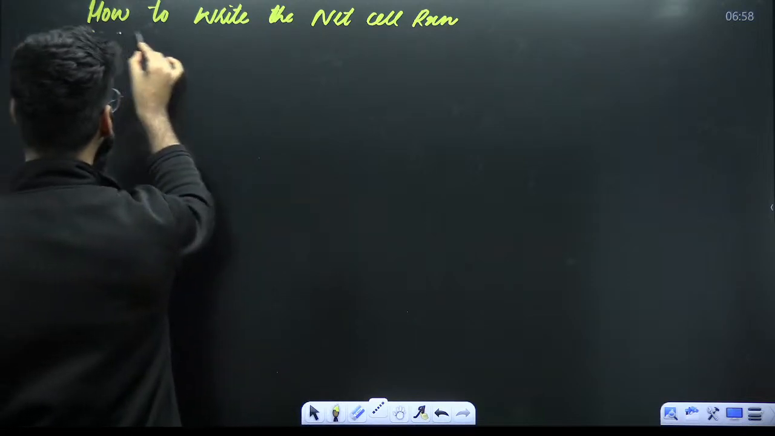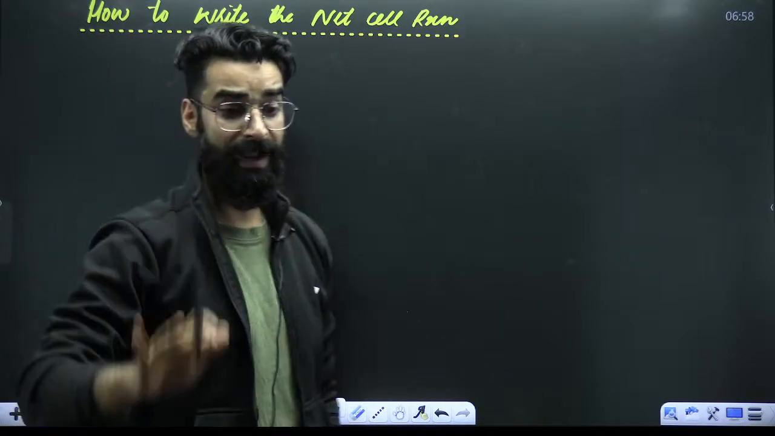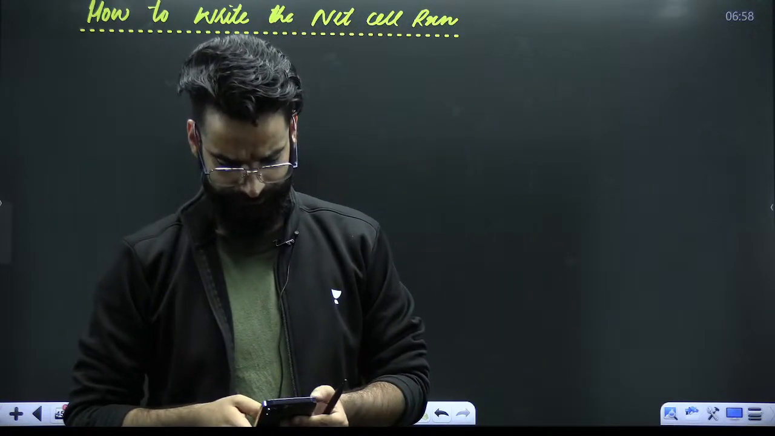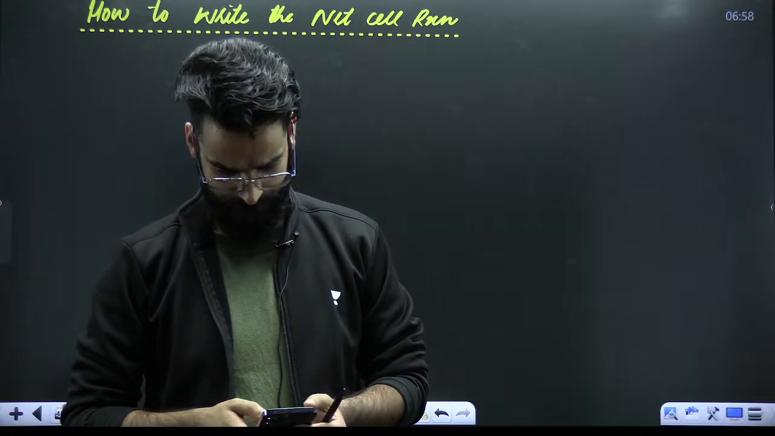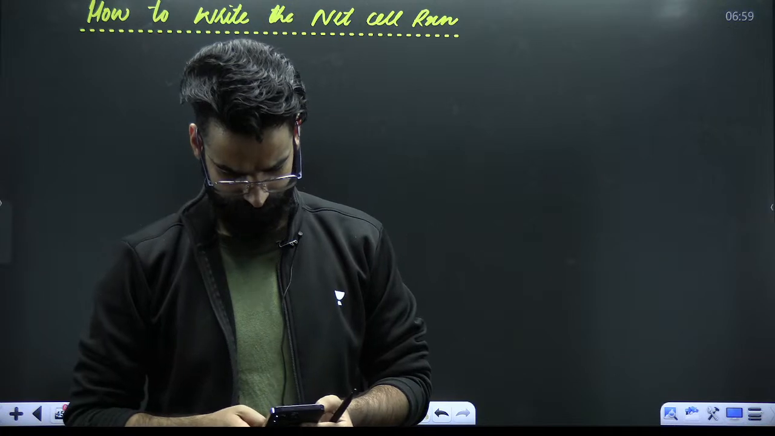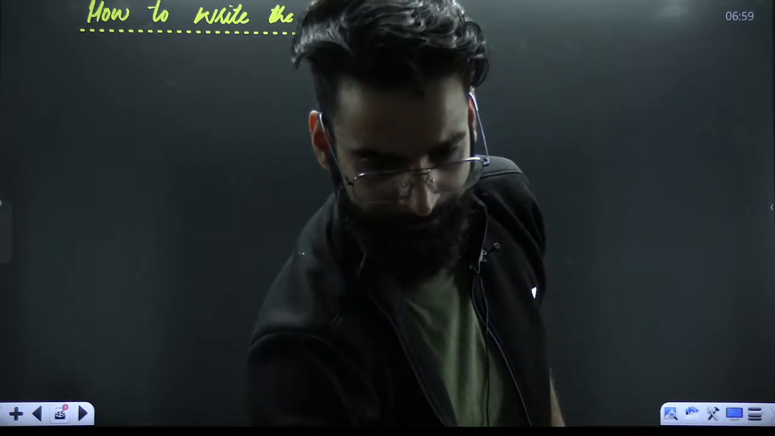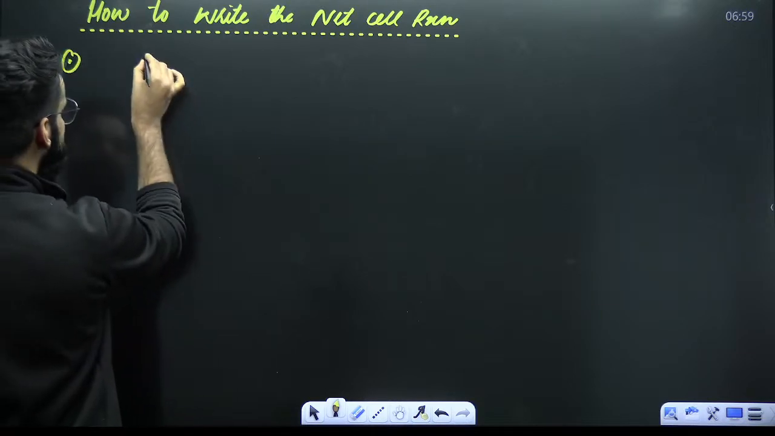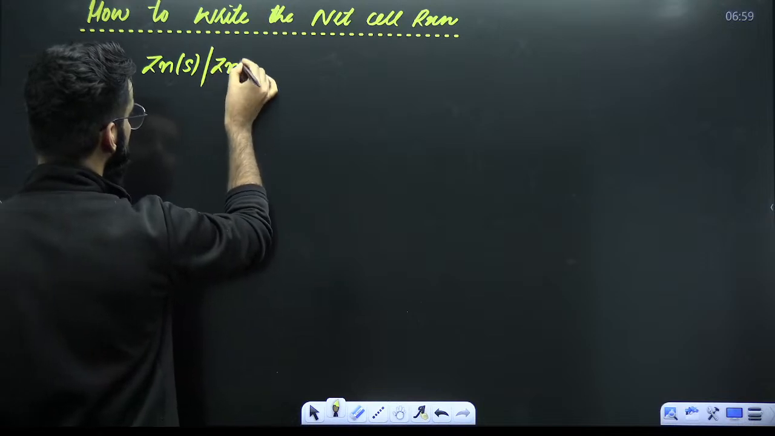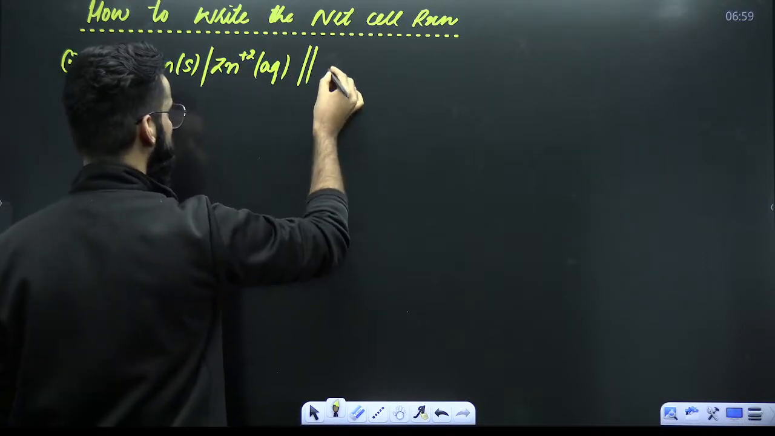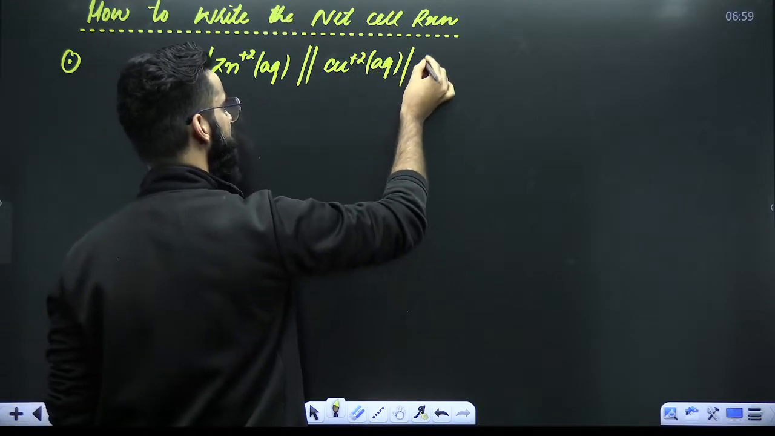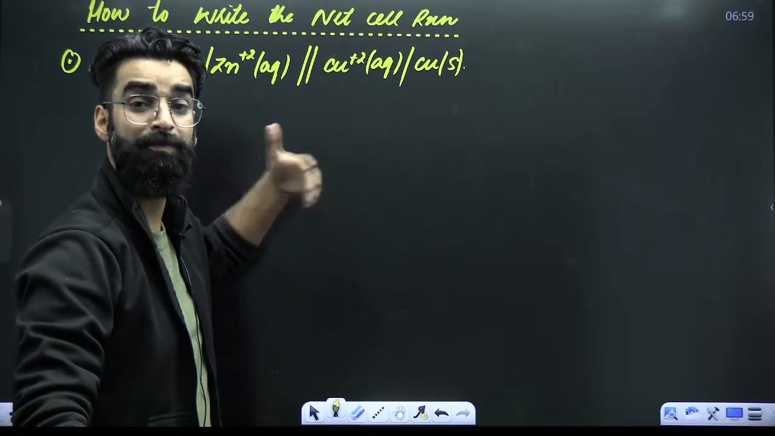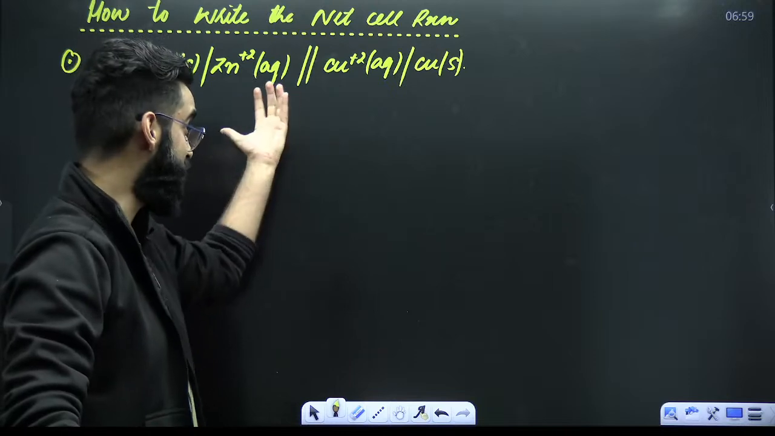Okay, tell me one thing, guys. Do you remember how to write the equilibrium constant? Do you remember that? Yes or no? I hope you do, right? Okay. Now, for example, let's say you have got a cell like this. Zinc solid getting converted into zinc di positive. Salt bridge. Copper di positive getting converted into copper solid. Imagine this is the cell which is given to us. After looking at the cell, what all parameters should we conclude from the cell? See, guys.